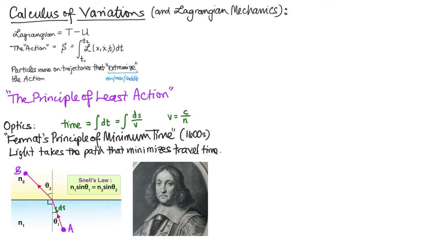Now, a reasonable objection, and one that was given at the time in the 1600s when Fermat proposed this idea, was how on earth could a photon know how long it's going to take on any given path before it takes the path, right? How does a photon choose a path that minimizes the travel time without actually having taken all possible paths to try them out?